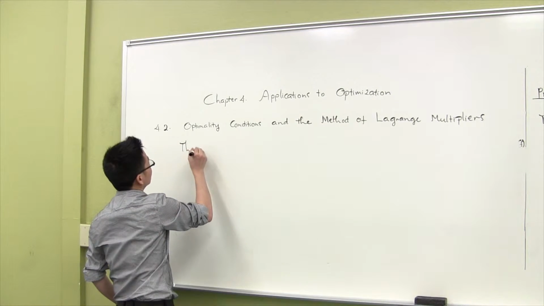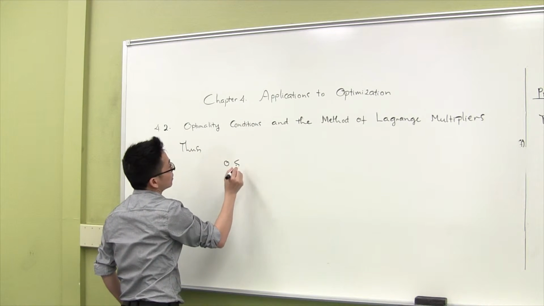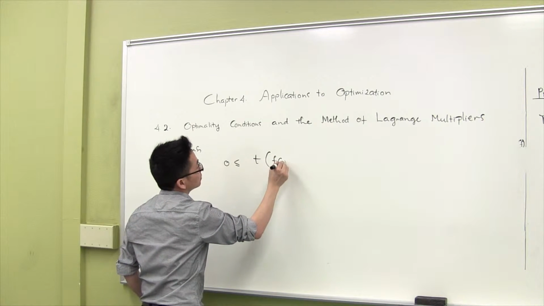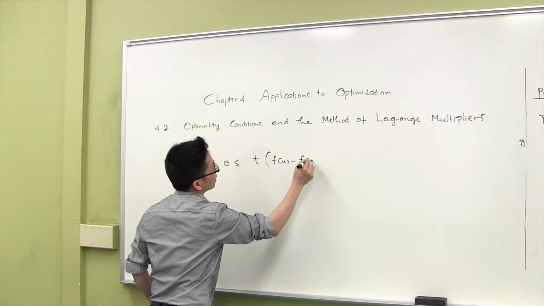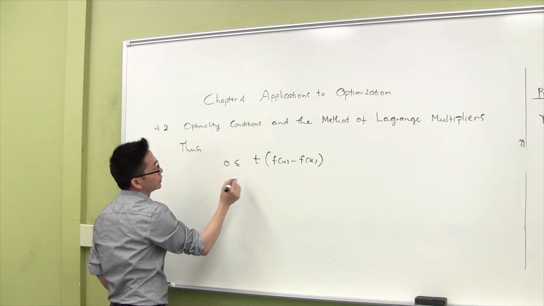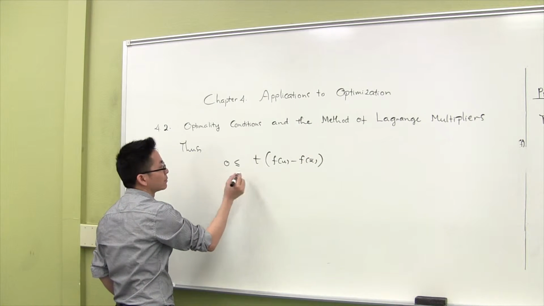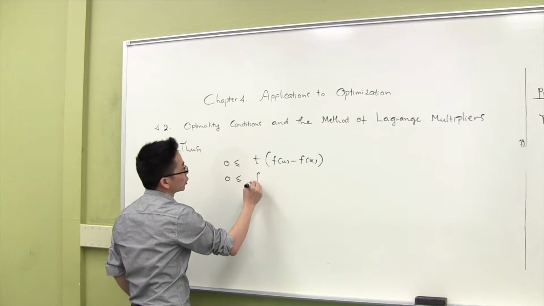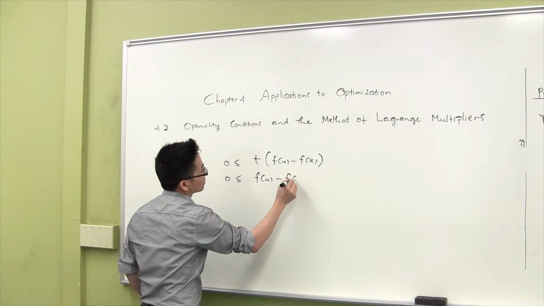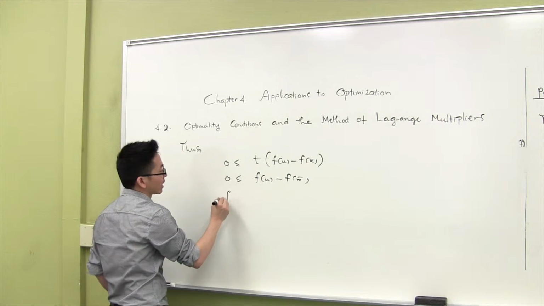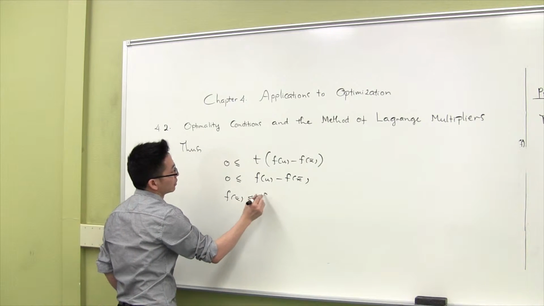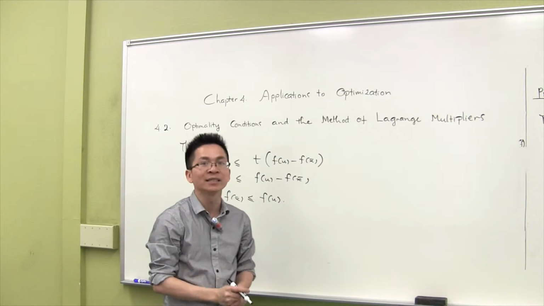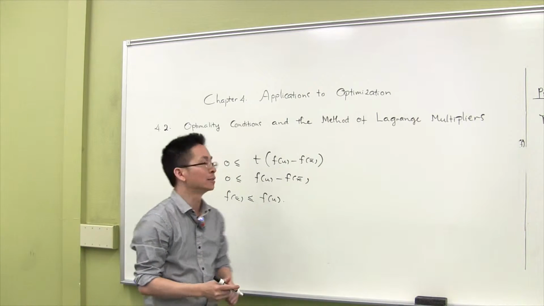Thus 0 is less than or equal to t times (f of u minus f of x bar). And from here, by dividing both sides by t, we have 0 is less than or equal to f of u minus f of x bar. And so f of x bar is less than or equal to f of u. Okay? And this is true for any u in Rn.